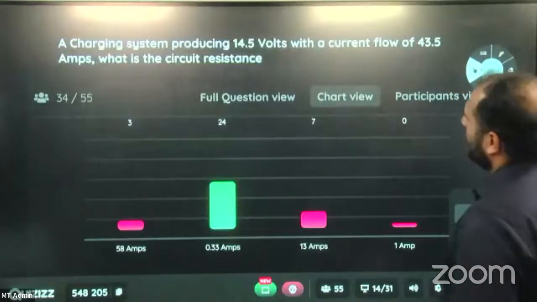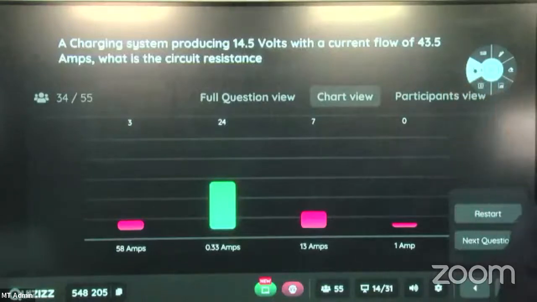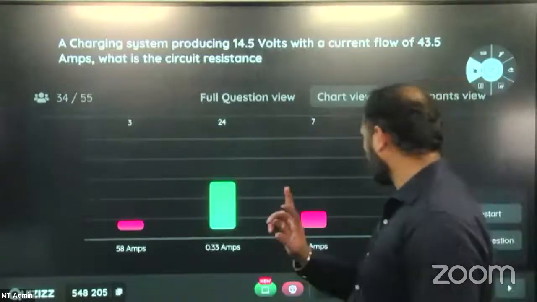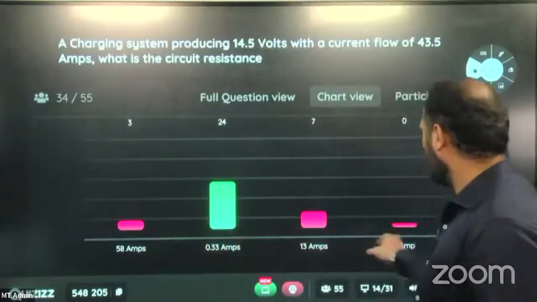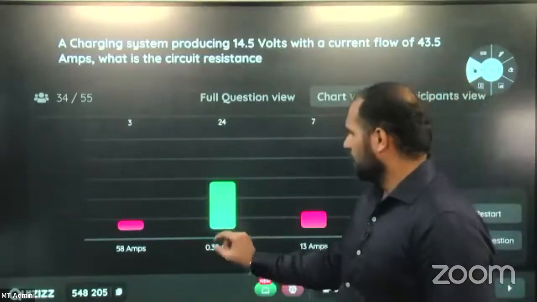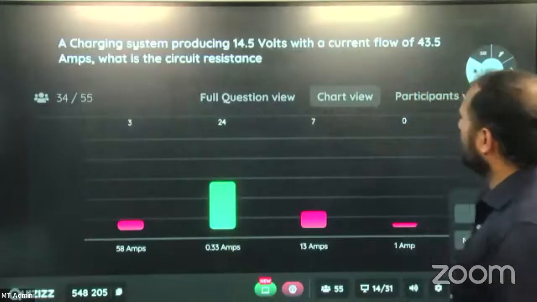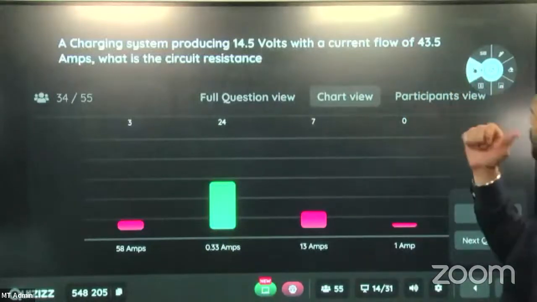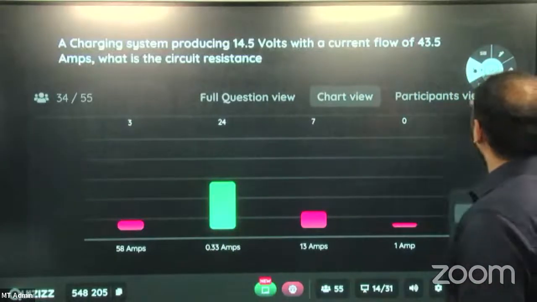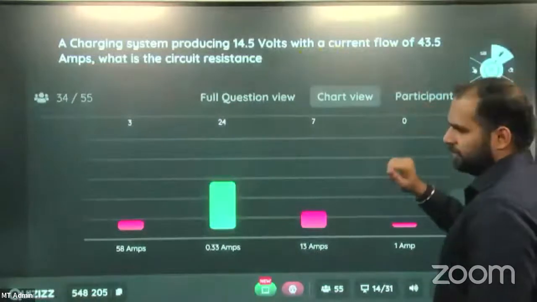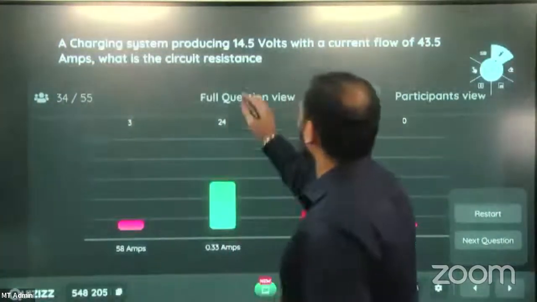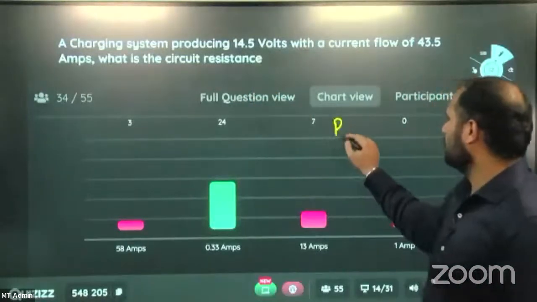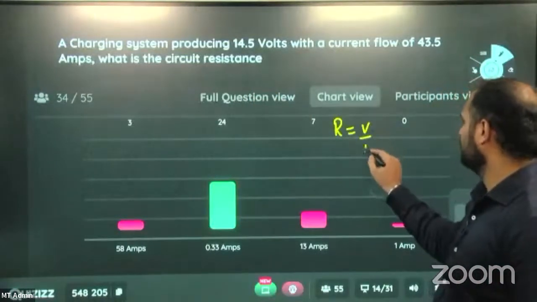Okay, the resistance. Yeah, see, it's about the resistance. So, options have an error. It should be ohms, right? Instead of ampere. That's okay. The number should be the same. Now, it's 14.5 volts, and the current flowing is 43.5, right? I guess it's division. What is the circuit resistance? We know that R is V by I.